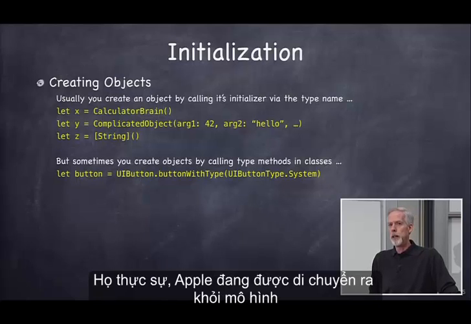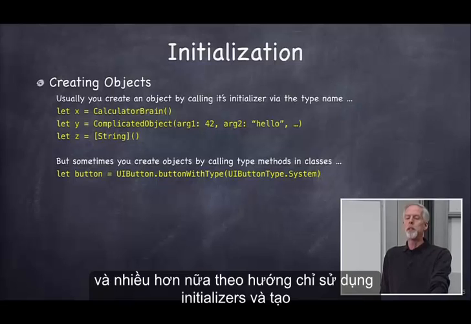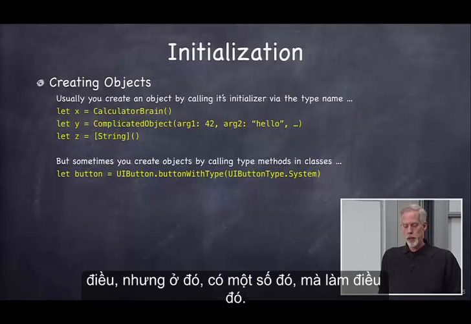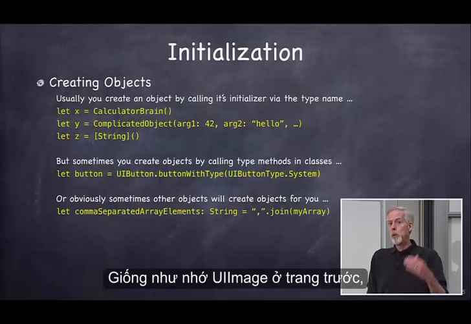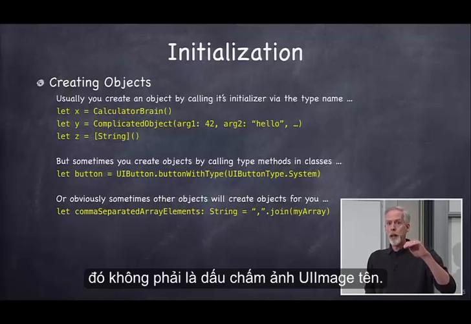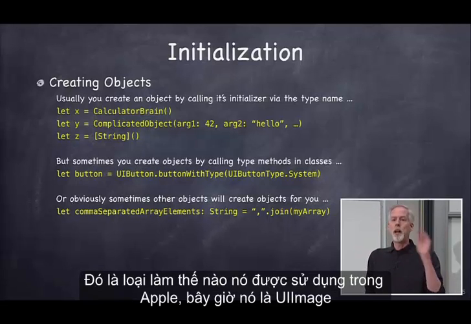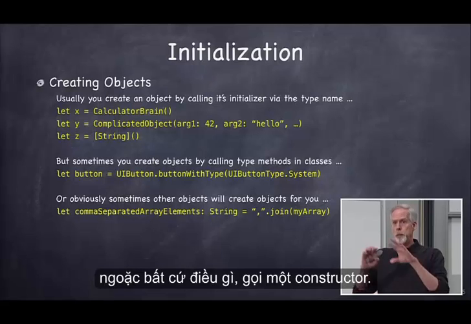Very rarely. Apple's been moving away from that model and more towards just using initializers and creating things. But there are some that do that. Like remember UIImage on the previous page, that wasn't UIImage dot image named. That's kind of how it used to be in Apple. Now it's UIImage parentheses, whatever, call the constructor.